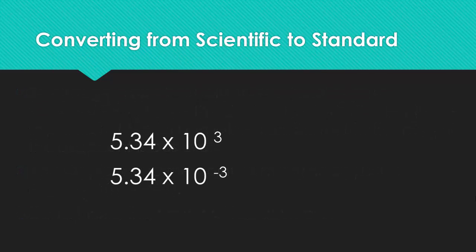So let's try these two examples. First, we have 5.34, and it's being multiplied by 10 to the positive third power. As Ms. Diamantopoulos just said, if you have a positive exponent, that will be a large number. The second problem looks almost identical, but now you have 5.34 times 10 to the negative third. That negative 3 exponent means it's going to be very small. Pause the video right now and try these two problems.